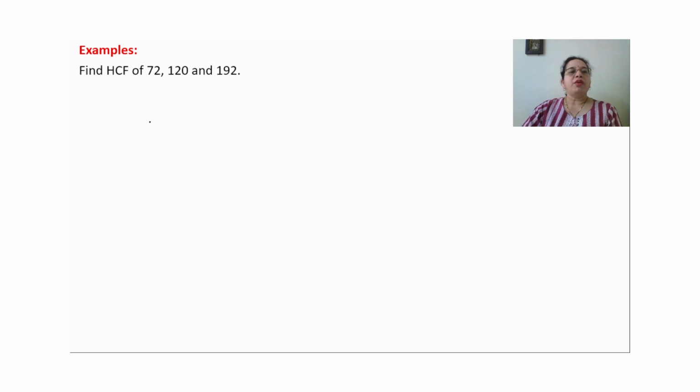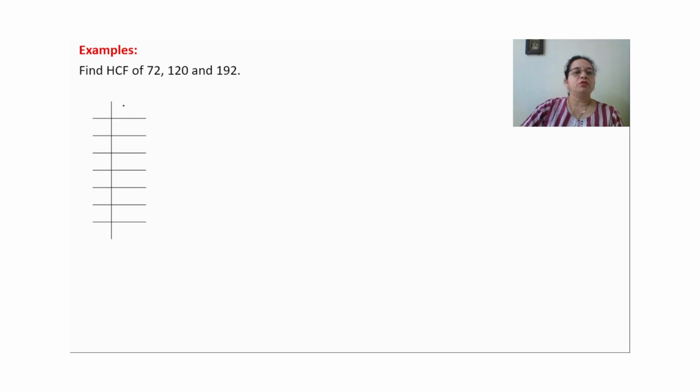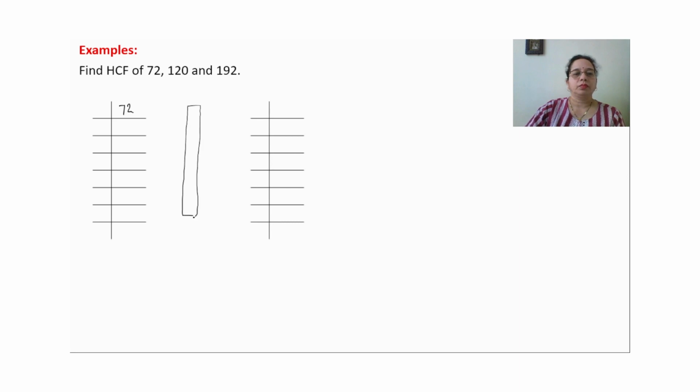Now we will do prime factorization. We will find the HCF by the prime factorization method. So let us write down the first one, 72. Same numbers I have given. So we will make the checklist over here. So let me make the checklist: 2, 3, 5, 7, 11, 13, 17, 19. By writing this, you will learn the prime numbers also.